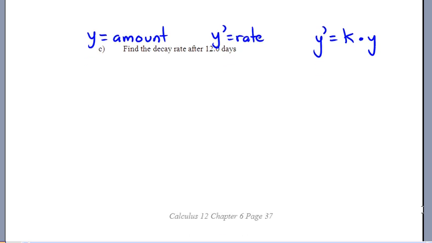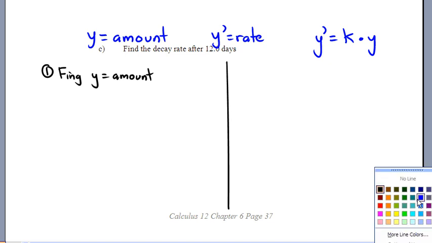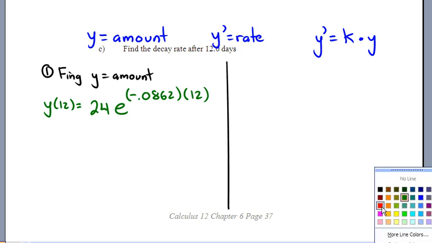So I'm going to go and do that. Now, some people do that all in one step, and that is fantastic. I'm going to do it in 2 steps, just to sort of show you the idea. So let's go and find y. Let's go and find the amount that's sitting there at that 12-day mark. So here we go. I'll put 12 in for time. So y at 12, that would be my 24 grams, and then e, got my k for this story, multiplied by 12 days.